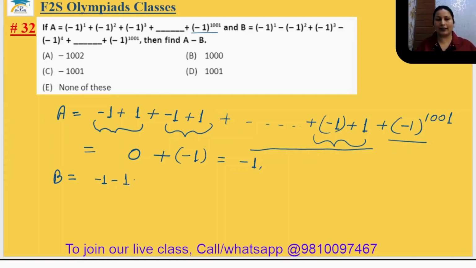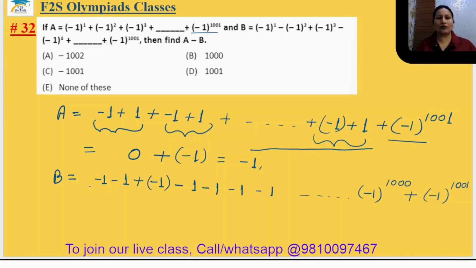Plus 1 means minus 1, minus 1. Then there will be plus, and it will be your minus 1. So plus, minus, minus 1. Again, the next term will be your plus 1. So the terms go minus 1, minus 1, minus 1, up to 1001. Minus 1 to the power 1000 I am writing, and then I am writing minus 1 to the power 1001.